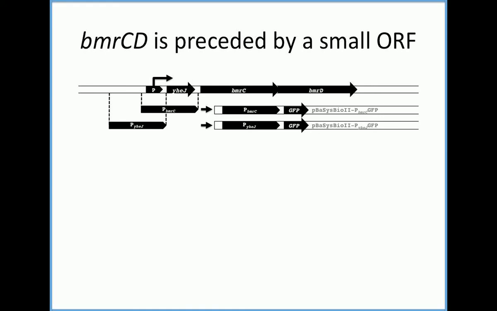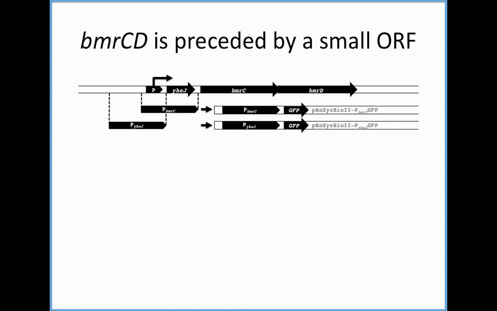So if we look at the genomic context of bmrCD and then this little open reading frame, what we see is that there is a promoter upstream of YheJ, but there is actually no promoter upstream of bmrC. So what we'd cloned into our bmrC GFP promoter fusion was actually the promoter of YheJ and YheJ itself.